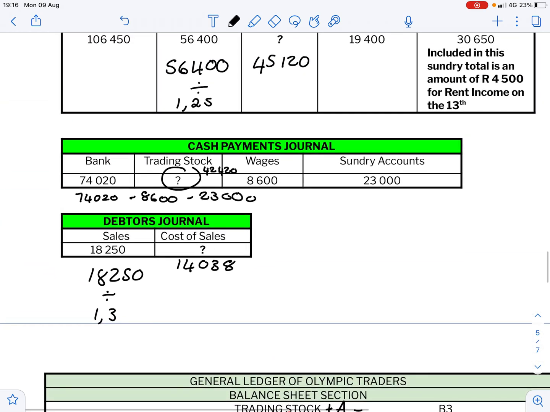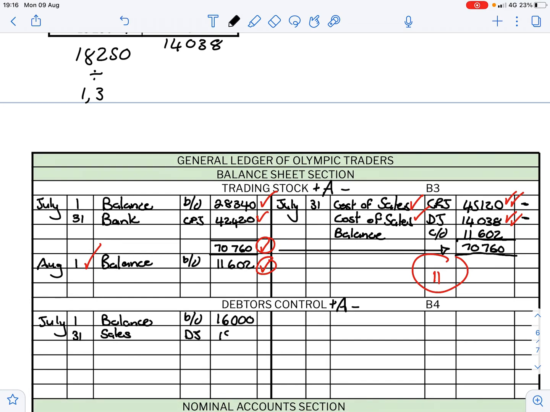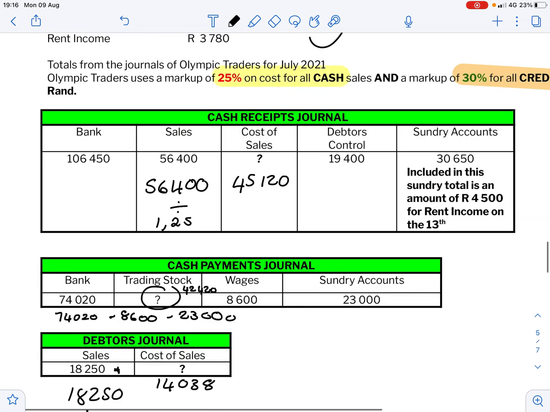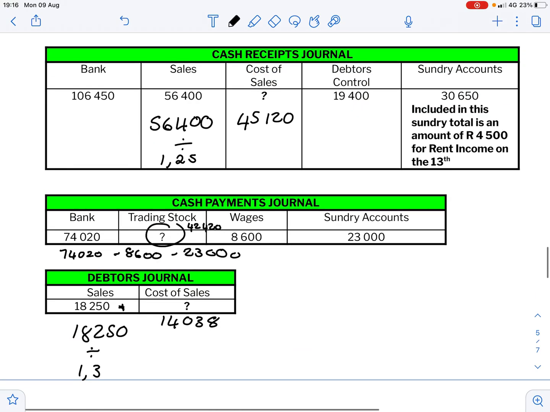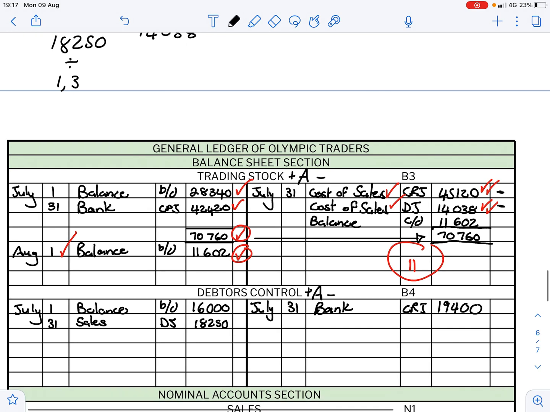And if we go up and we have a look, the total of the sales made in the debtors journal was 250 Rand. Now, when debtors pay us back, it decreases debtors control. So on July the 31st, our contra account there is bank from the CRJ, because we've actually received that. And if we go and look at our debtors control amount, we see it's 19,400 Rand. So we stick in our 19,400.